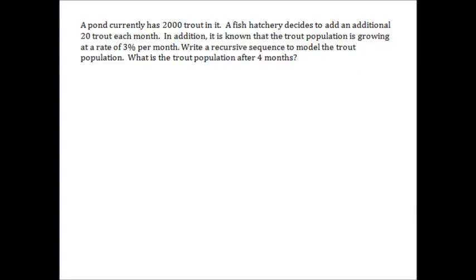A pond currently has 2,000 trout in it. A fish hatchery decides to add an additional 20 trouts each month. In addition, it is known that the trout population is growing at a rate of 3% per month. Write a recursive sequence to model the trout population, and what is the trout population after 4 months?